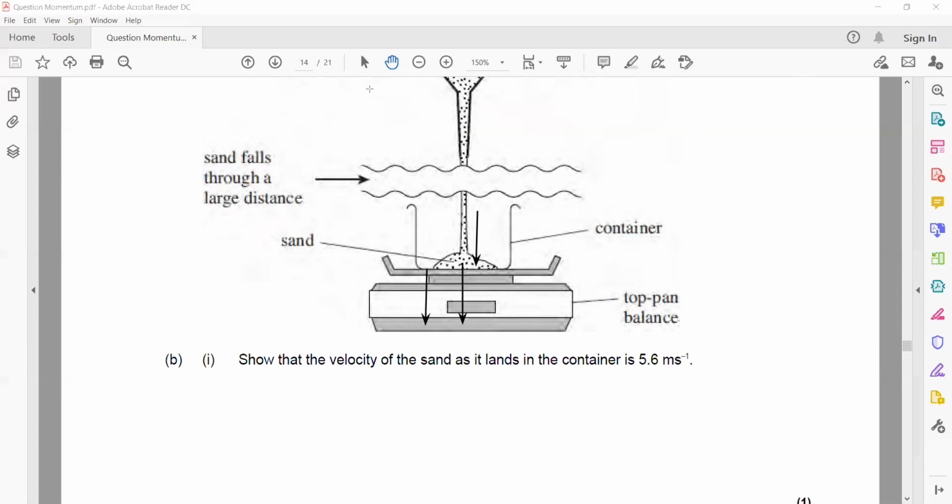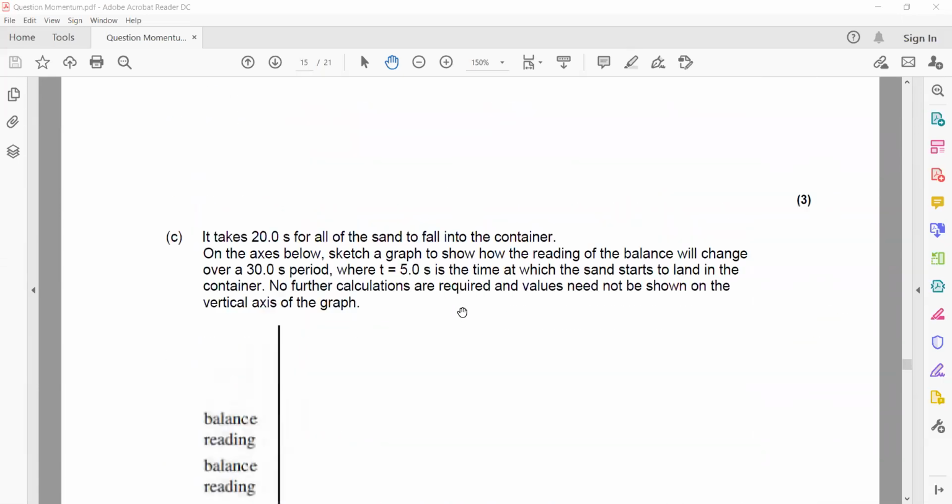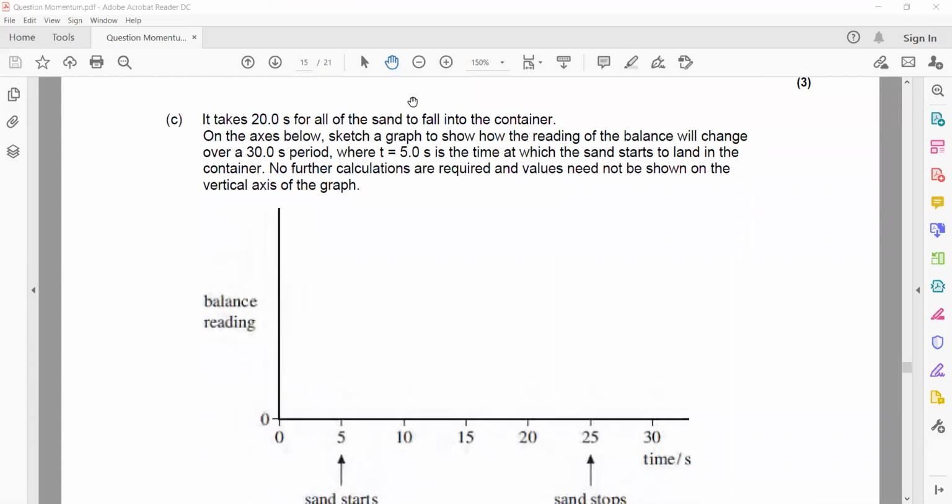So that force is there, but when all of the sand has been transferred from the funnel to the container, this force will be zero. Why is this force zero? Because now there is no change in momentum. When this force is no longer there, the downward force appears to decrease. That is why it was starting first with some value, because that was the mass of the container.